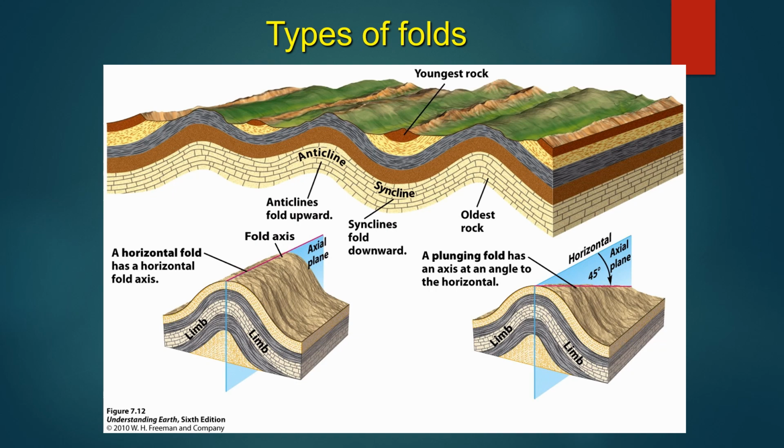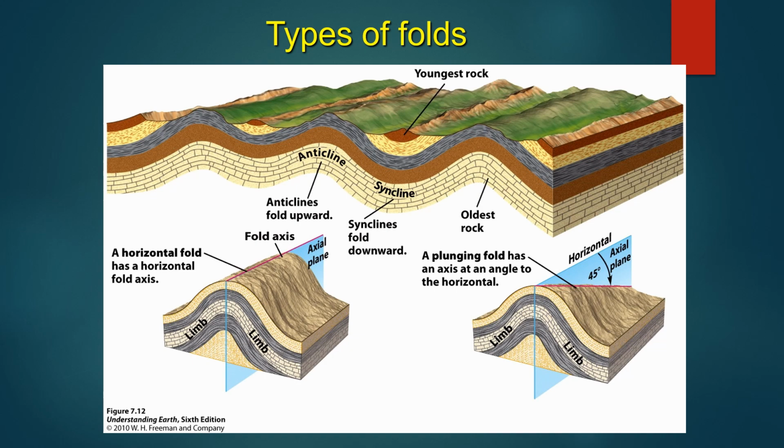The two sides of the fold are limbs. An imaginary surface that divides the fold as symmetrically as possible, with one limb on either side of the plane, is the axial plane of the fold. The fold axis is the line where the beds intersect with the axial plane. Rocks that upfold into arches are called anticlines. Those that downfold into troughs are called synclines.